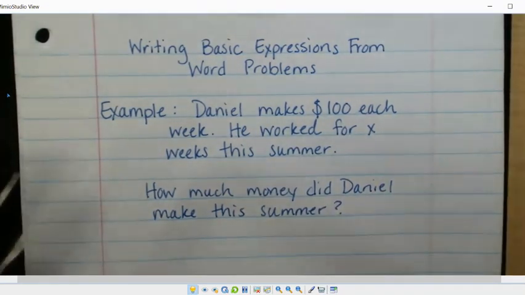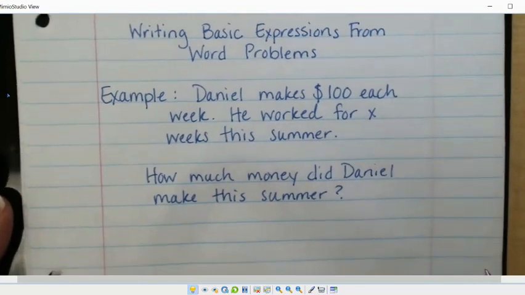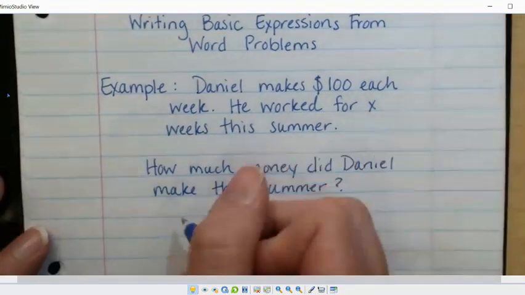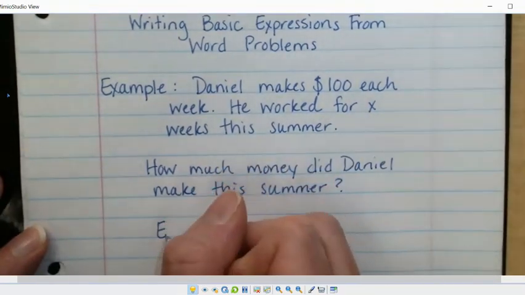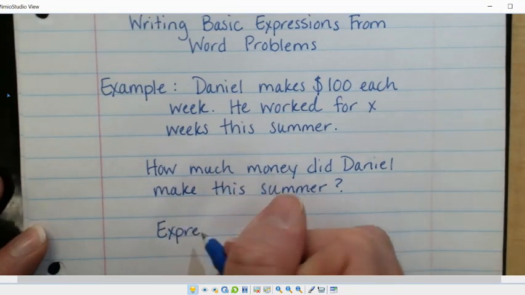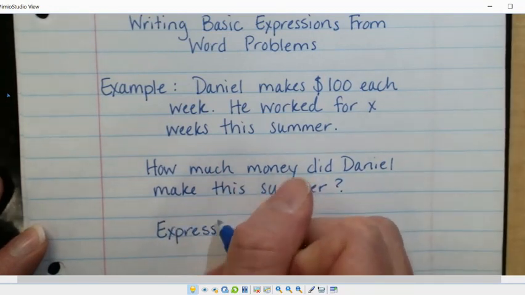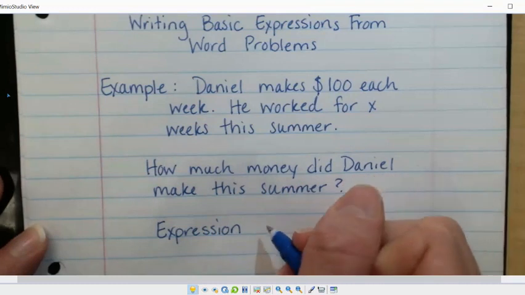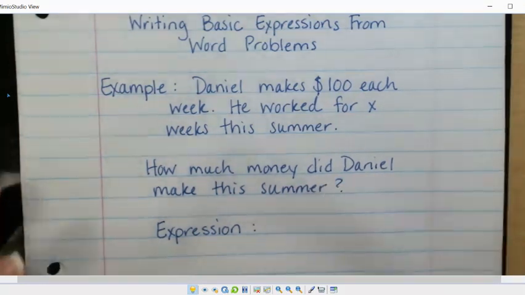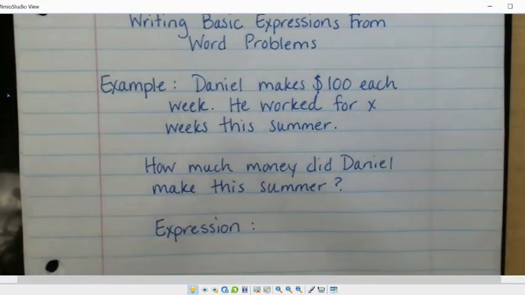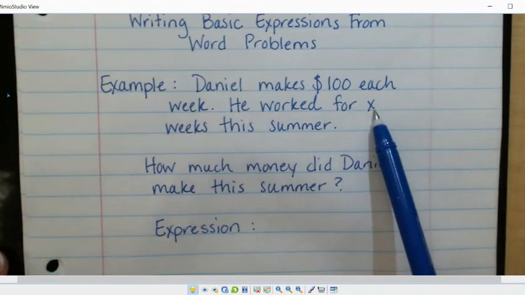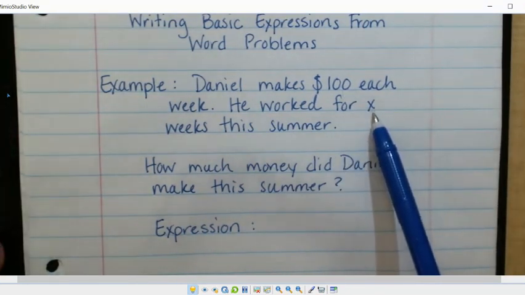Well, we don't know how many weeks he worked, right? So all we're going to be able to find from this is an expression. And that's fine because when we are given a value for our variable, it helps us to be able to solve this problem. So if he makes $100 each week, I have to come up with an expression that shows how much money he made this summer. So sometimes it's helpful if you can't figure out what to do to plug in some numbers for your variable and see what would make sense.